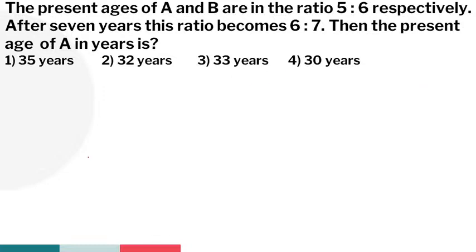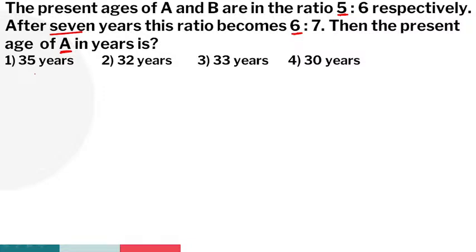Okay, simple question, guys. We have to find out the present age of A. A is how many parts here? 5 parts. After how many years? 7 years. So after 7 years, A is how many parts? 6 parts. Go through option verification.